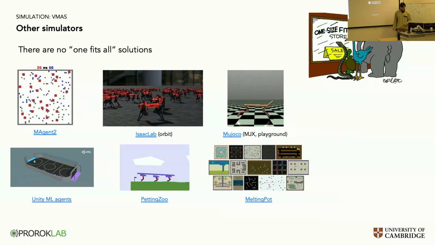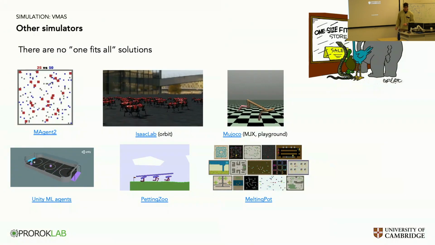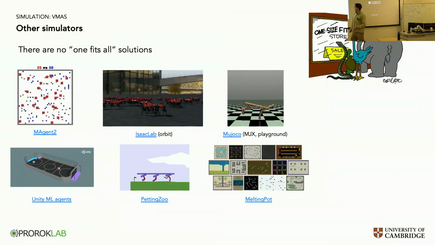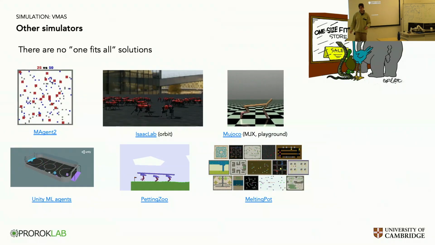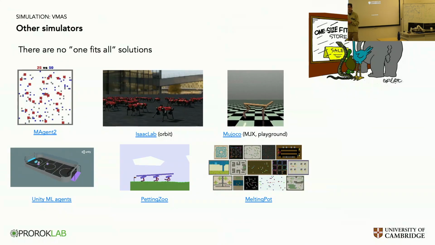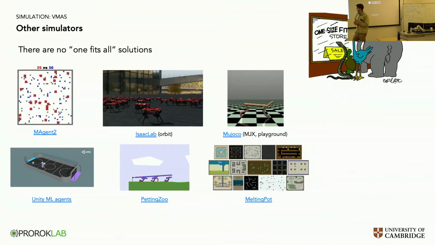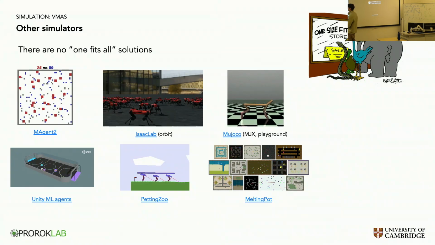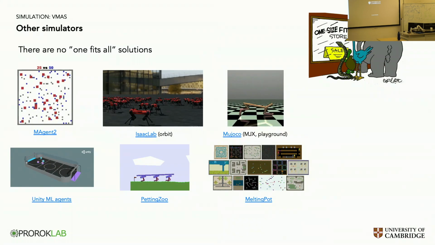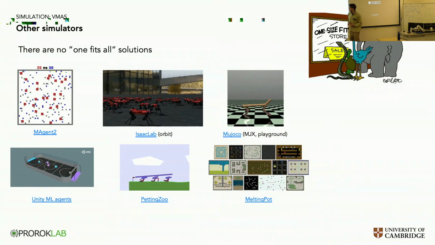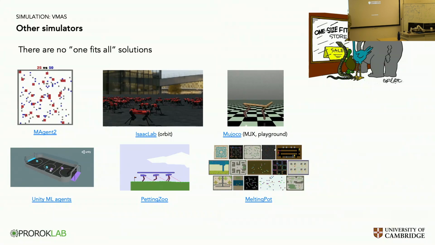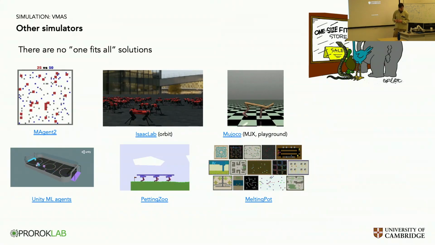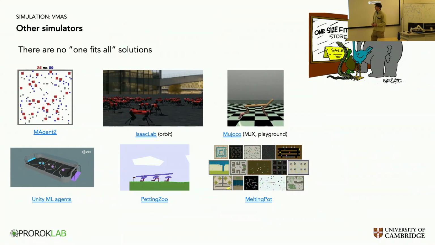But before seeing that specific simulator, let's see what alternatives you could consider. Of course, there is no one-fits-all solution, right? Every time there is a simulator, it is made with some assumptions, and you have to understand if these are the assumptions that are good for you. Here there are some examples. For example, MA agent is made for simulating a lot of agents, but it's a grid world. Isaac Lab is based on the physics engine from NVIDIA, and it's very accurate, but of course more costly.